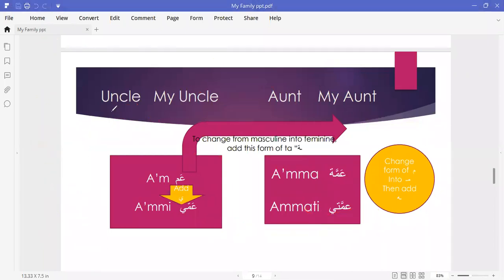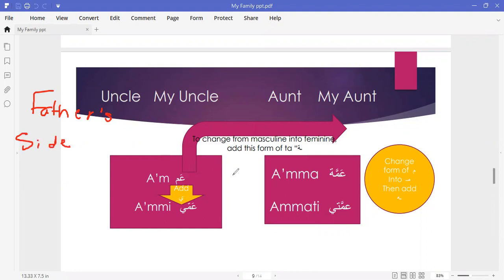Now, uncle, my uncle, aunt, my aunt. But what we're going to talk about here is from the father's side, okay? From the father's side. This is a very important lesson. It should be mastered well. Okay, uncle is what?